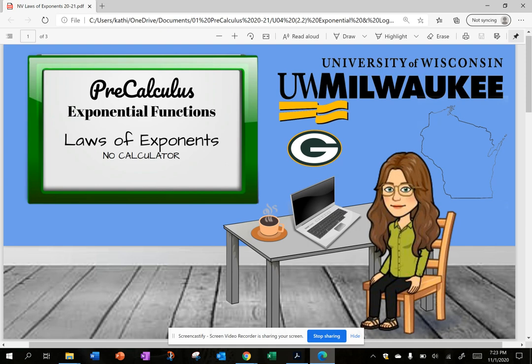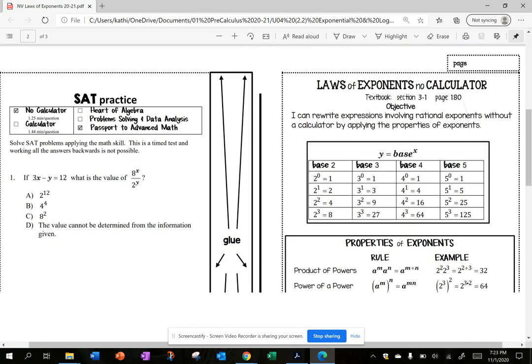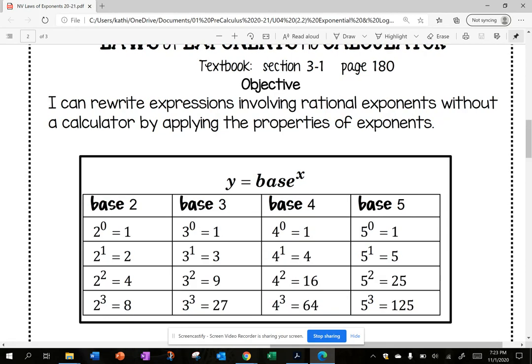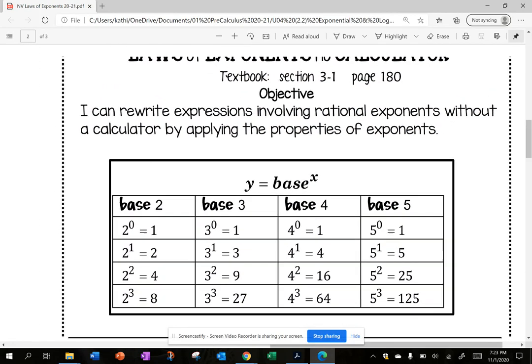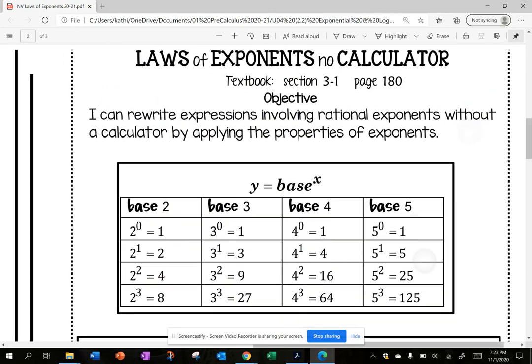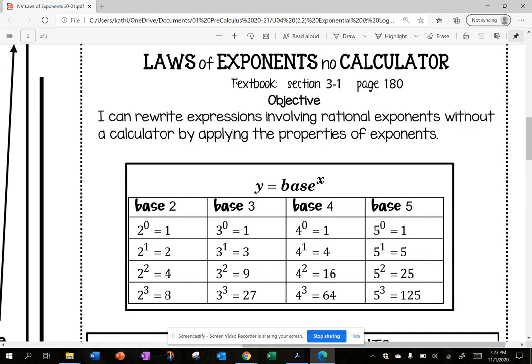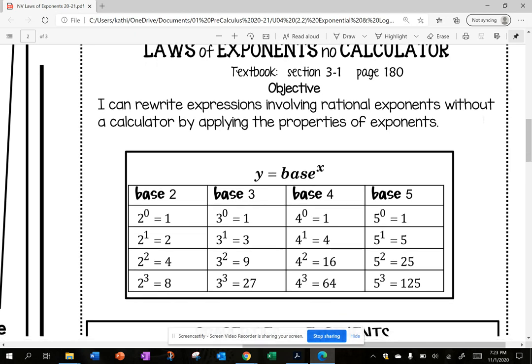Today's lesson is Law of Exponents by not using our calculator. So what is my learning objective? My learning objective is I can rewrite expressions involving rational exponents without a calculator by applying the properties of exponents.